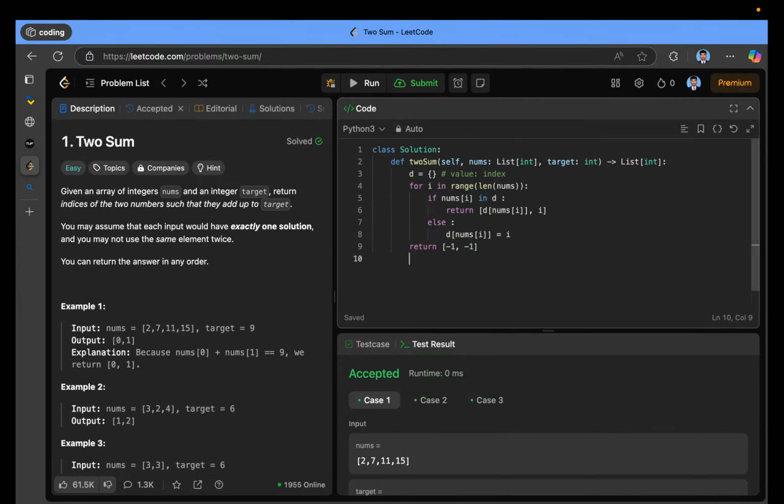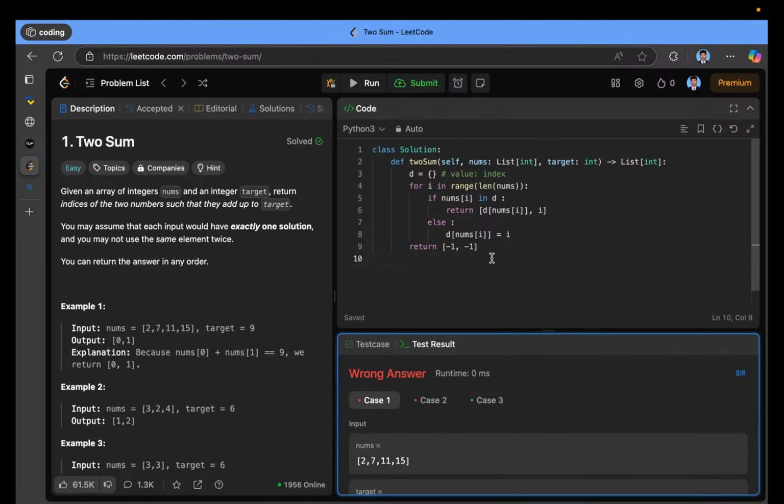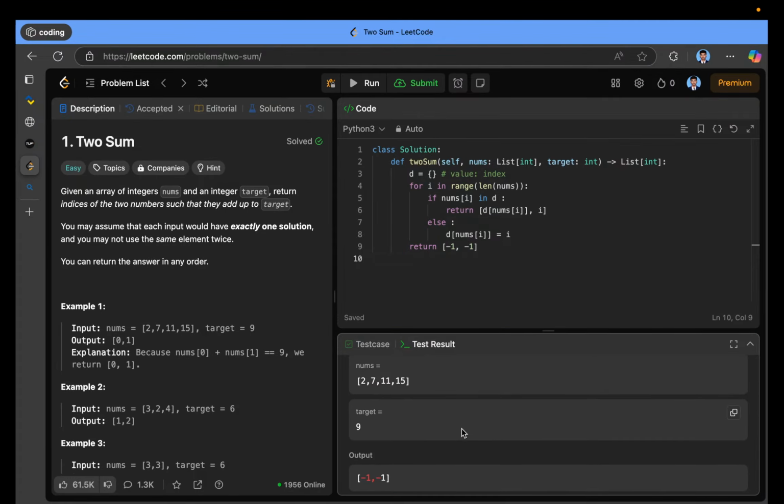So let's check whether it will work or not. Here we got a problem.